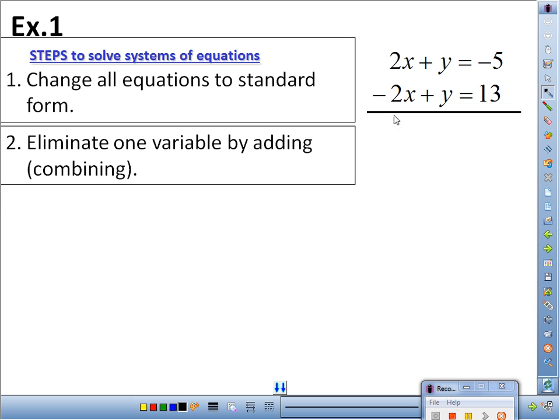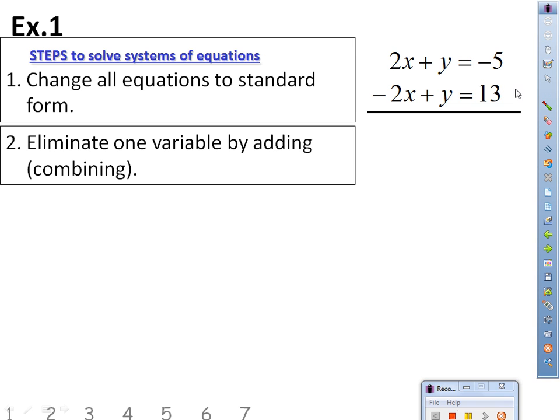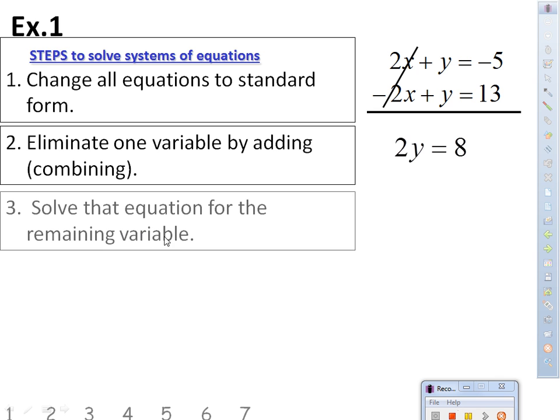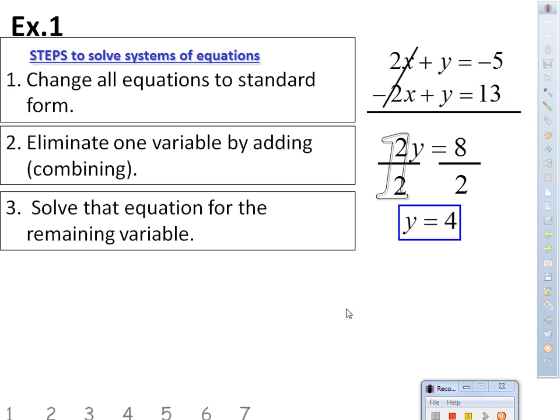I'm going to eliminate one of the variables. 2x and negative 2x. You see that's a 0 pair. So therefore those cancel. What is y plus y? Y plus y is 2y. And 13 minus 5, that's 8. Copy that, please. Now, who notices that we're left with one variable? That's why step 3 says solve the equation for the remaining variable. So what do we do? Divide by 2, divide by 2. So y is equal to 4.